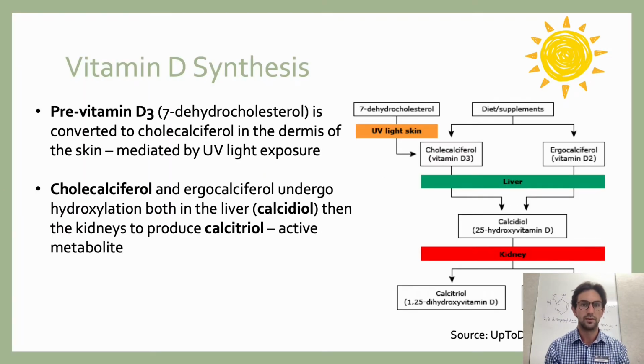I'll talk now about vitamin D synthesis. You can see the flow diagram there on the right. Pre-vitamin D3 is converted to cholecalciferol in the dermis of the skin. This is mediated by UVB light exposure. It's a thermal dependent rearrangement reaction. And then cholecalciferol and ergocalciferol undergo a series of hydroxylation reactions in the liver to form calcidiol initially, which is that common circulating form, and then to the kidneys to produce calcitriol, which is the most active metabolite.